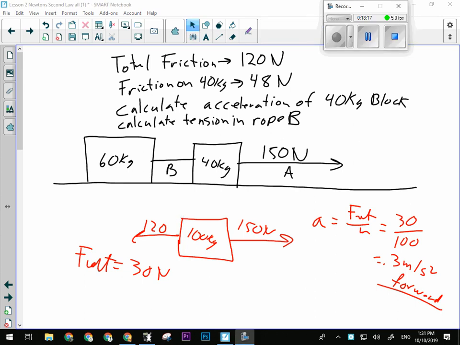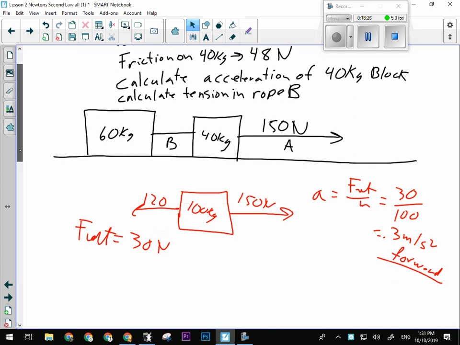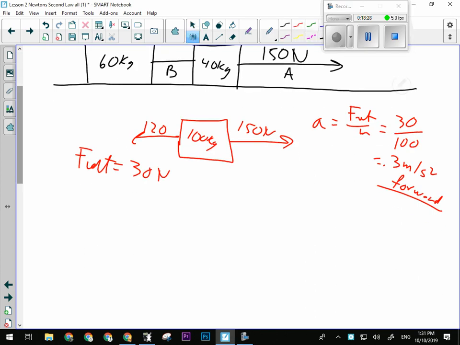Okay, so the second part of this is calculating the tension in the cable that's connecting the 2 blocks. As I said, the easier way to do that is to just use the front block, because it involves one less mathematical operation. It's just a subtraction operation, but it's one less thing. So I'm going to draw the 40 kilogram block. It's being pulled this way by 150 newtons.